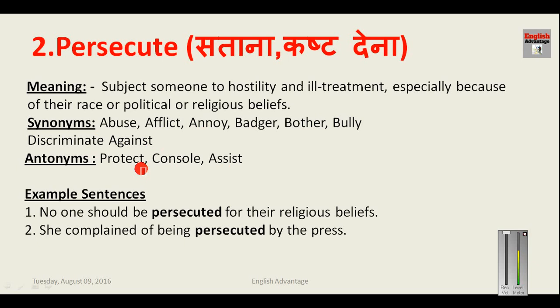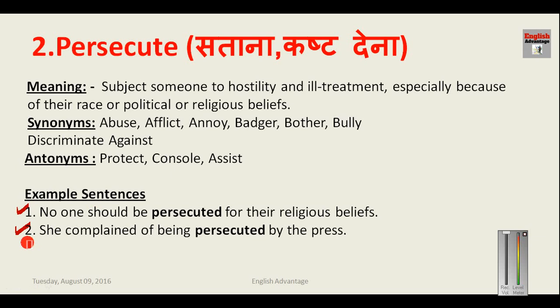Persecute means to annoy someone, or to abuse someone, to afflict someone, or to bother someone, particularly on the basis of race or political or religious beliefs. Now let us look at the example sentences. Two example sentences I have given here. No one should be persecuted for their religious beliefs, and she complained of being persecuted by the press. So these are the example sentences. Persecute means to abuse someone on the basis of their race. Very common word, persecute, and persecution will become the noun form.